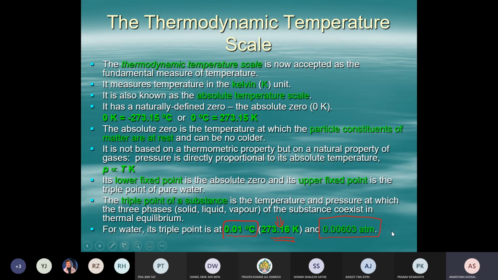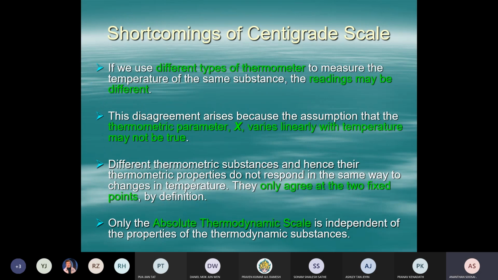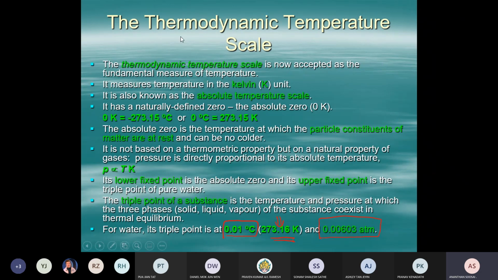So this is what describes the thermodynamic temperature scale. Why are we learning this scale? This scale is found to be a better scale compared to the centigrade scale, which is used by all the thermometers. The centigrade scale has one downfall. The assumption that the thermometric property changes linearly with temperature may not be true. Therefore the temperature reading might be different from the actual. This factor is overcome by the thermodynamic scale.